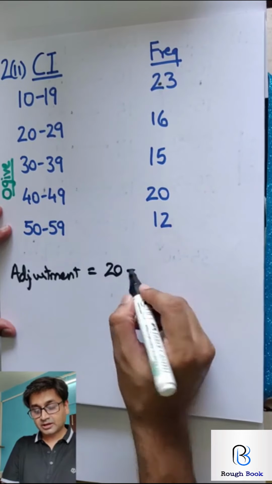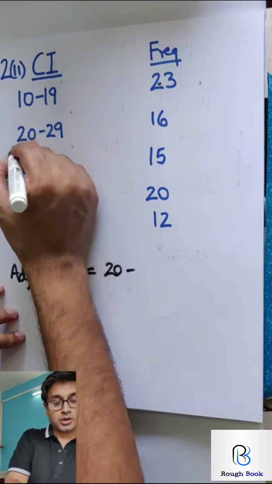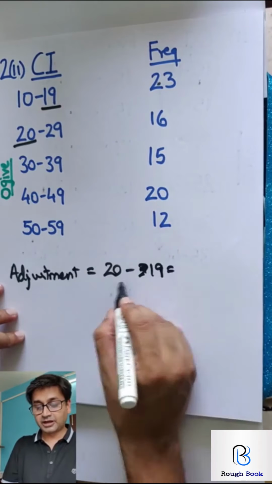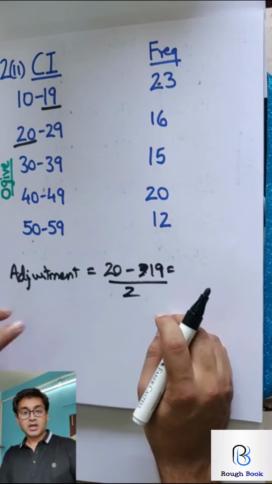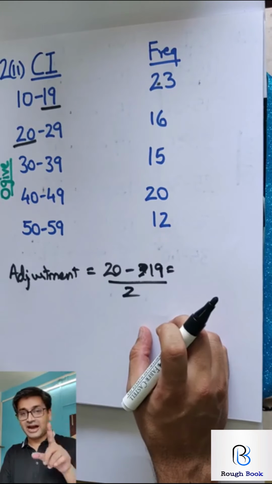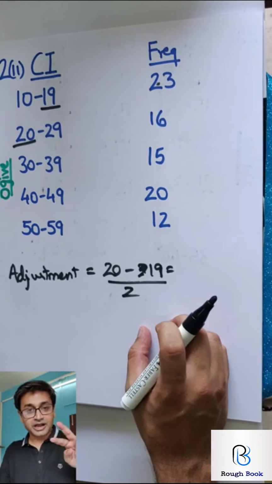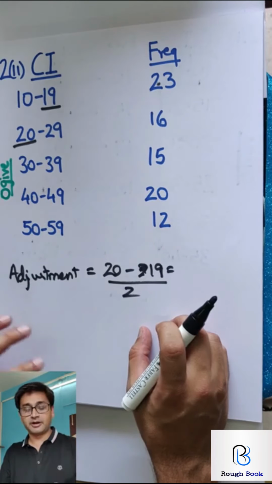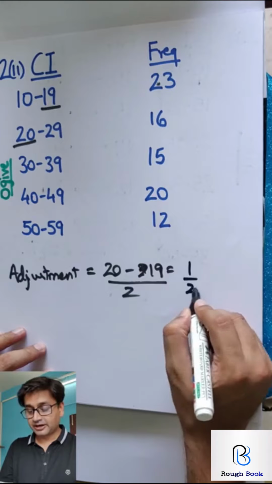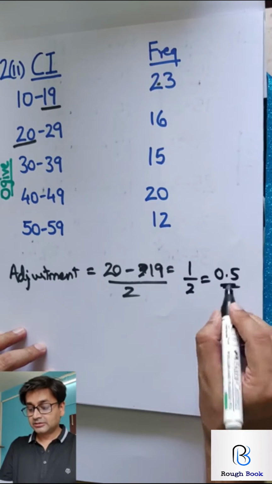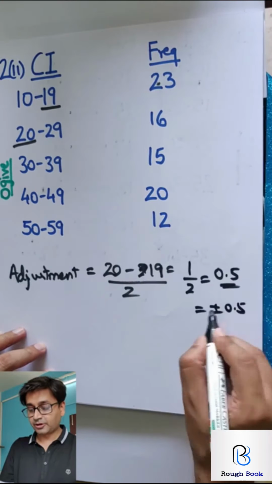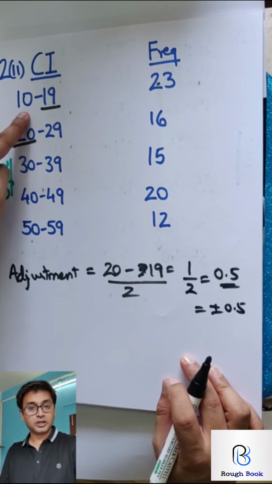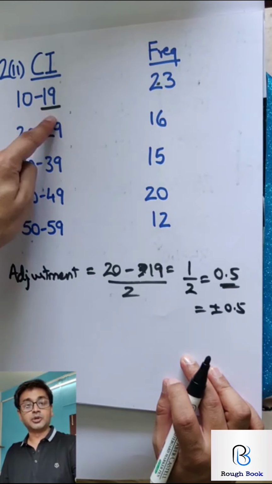Adjustment means take the upper limit and the lower limit of two successive classes, subtract them and divide by 2. You remember in the class mark we added, no, there also we subtracted, divided by 2. Here also you got to do the same thing, subtract, divide by 2. So the difference is 1 divided by 2, so 0.5. This becomes then plus or minus 0.5. So with the first one you subtract, that is the lower limit, and with the upper limit you add.